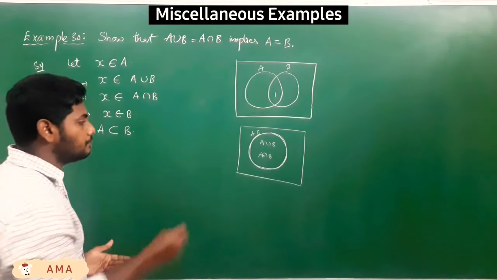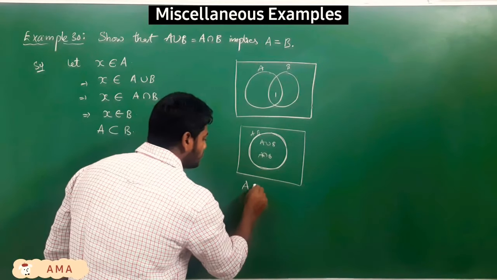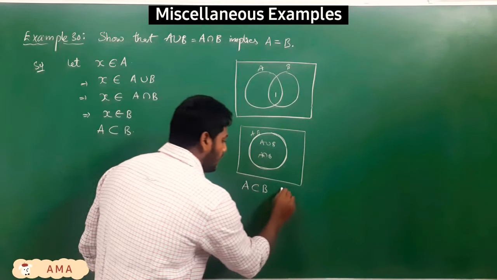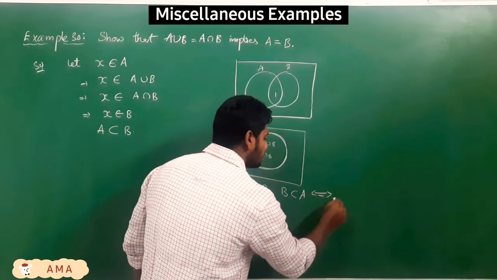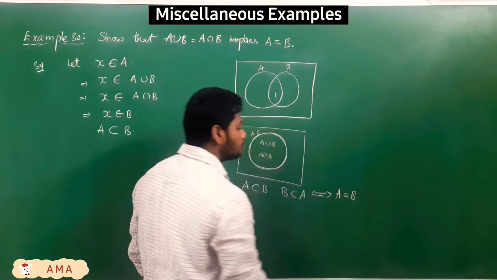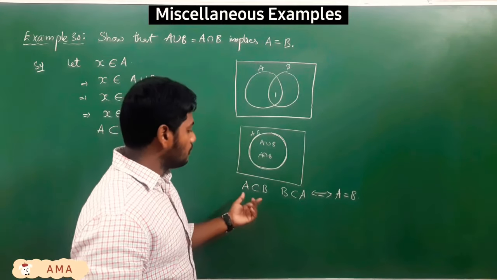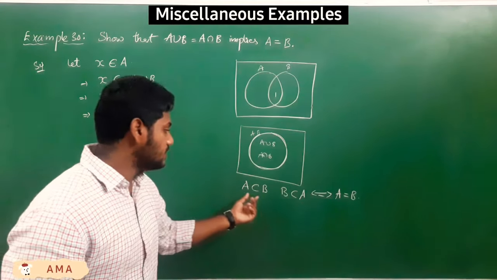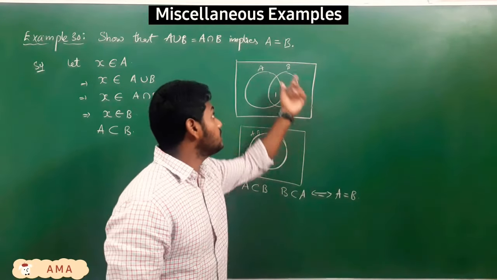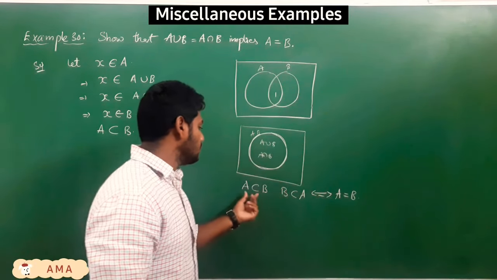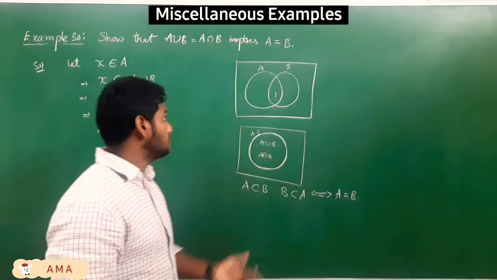How to prove the A equal to B condition? We have a note point from before. That is, if A is a subset of B and B is a subset of A, that double implies A equal to B. This is a note point I told you in the topic of subsets. That means to show that A equal to B, we need to show these two cases: one is A subset of B and the other is B subset of A.